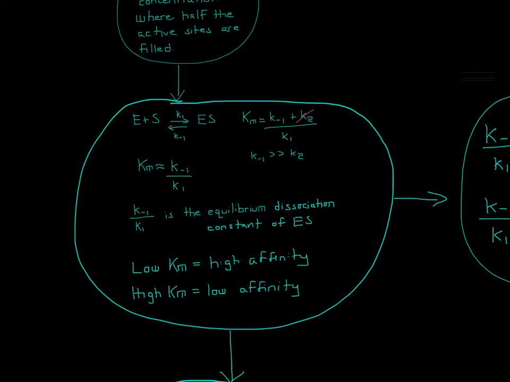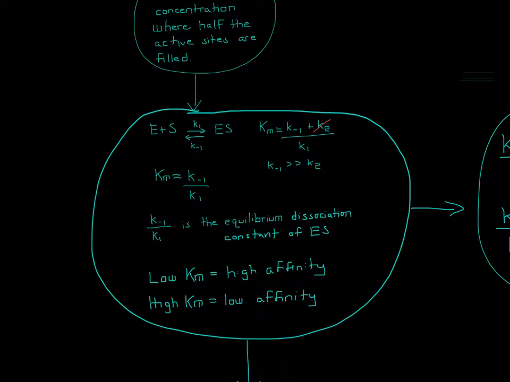So let's go into this a little bit more. We have enzyme plus substrate. The forward reaction is K1, giving ES. The backward reaction is K minus 1. In this case, we assume that K minus 1, the reverse reaction, is a lot larger than K2. Remember, the big reaction is after this: we have ES and then K2, and then you have E plus P. But over here, we're assuming that K minus 1 is a lot larger than K2.